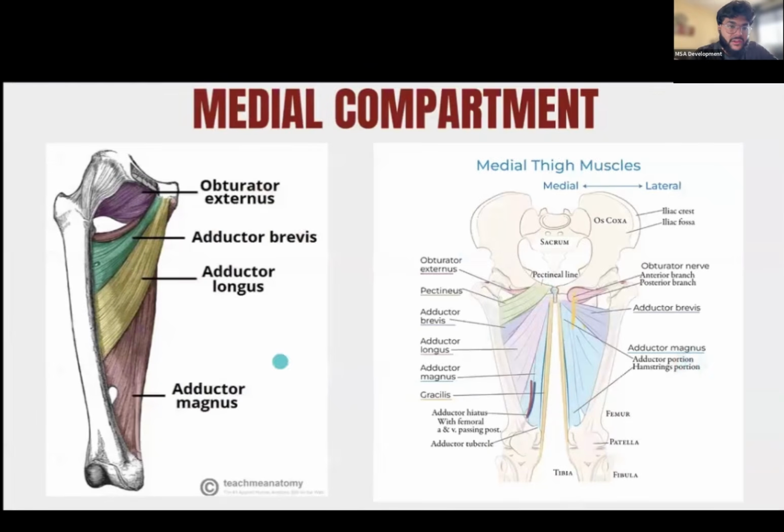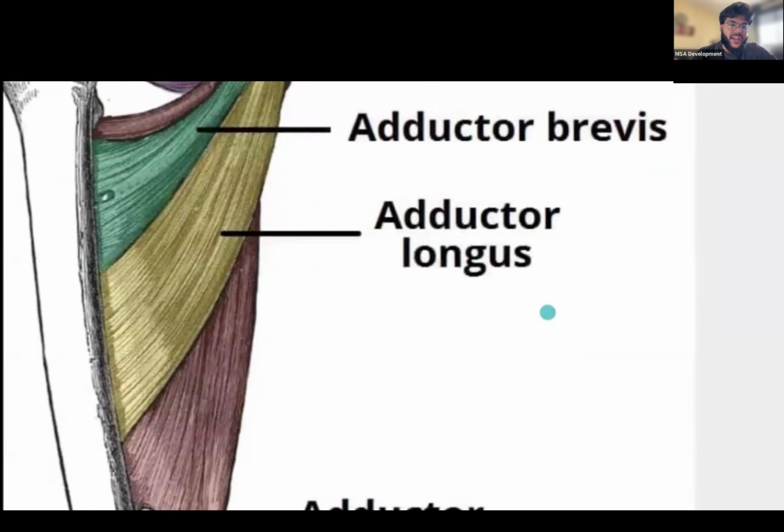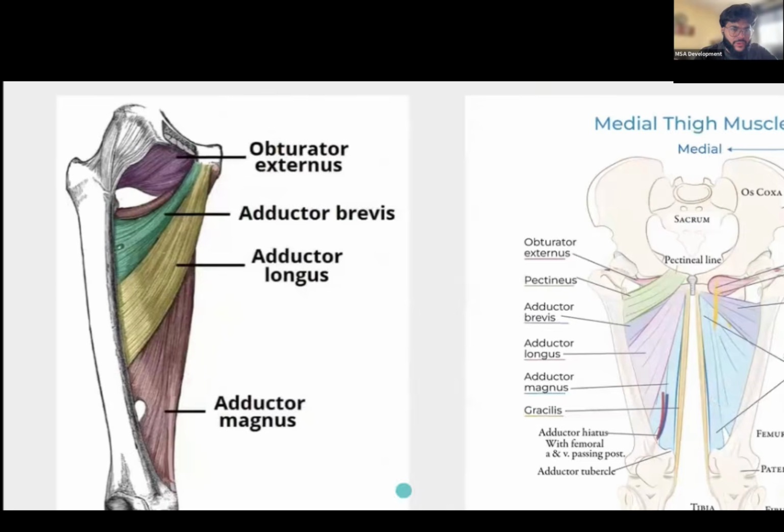Now let's move on to the medial compartment. The medial compartment has more than four muscles, not four main muscles. I'll be talking about all of them.